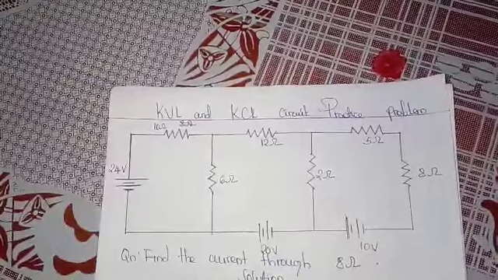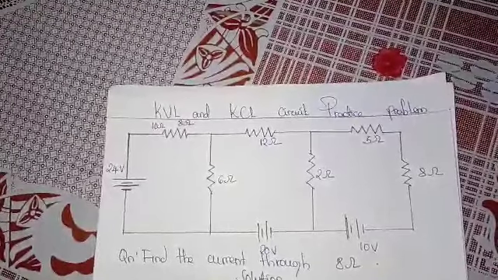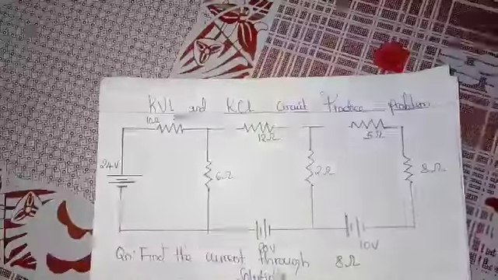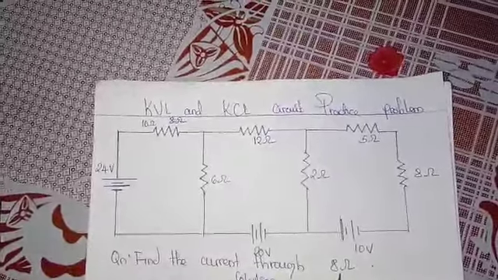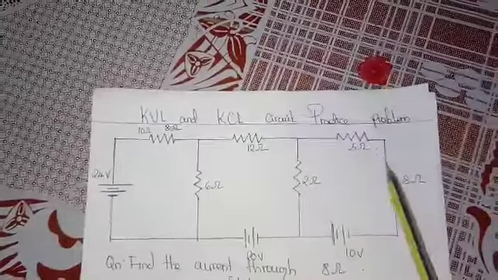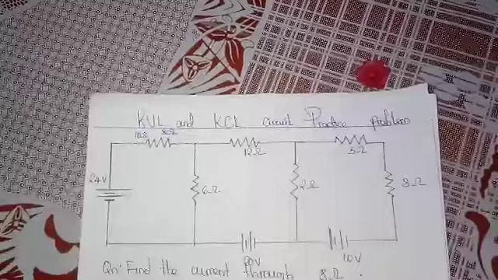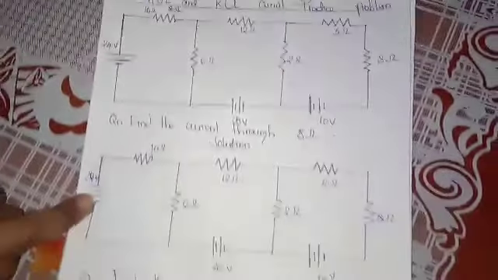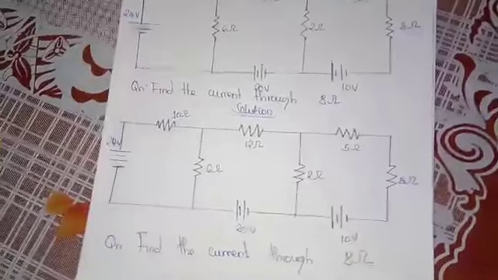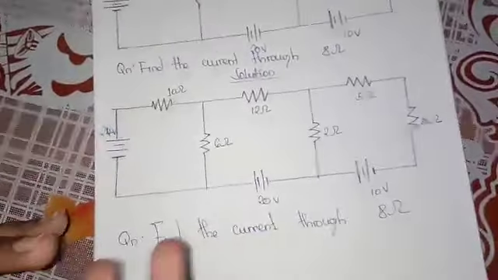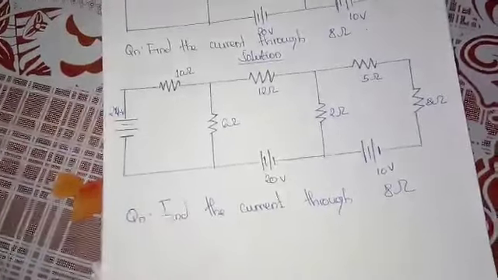And by starting, we're going to solve the following example. The question says, find the current through 8 ohms. It means we have to find the current which is passing through this resistance. Because we're going to solve by using Kirchhoff voltage law and Kirchhoff current law, we have to understand those two principles because those are the main principles which are going to guide us.